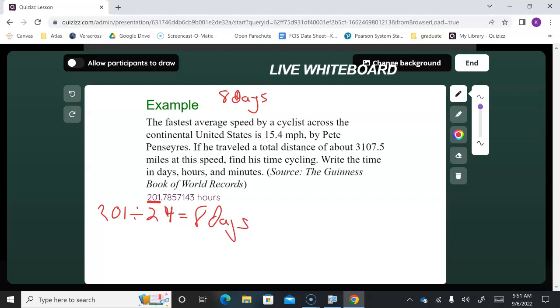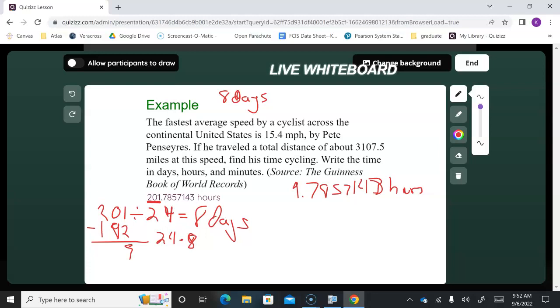Okay? So here's what I want you to do. What is 24 times 8? 192. 201 minus 192. 9. Okay? So after I take this 201 and a bunch of hours, and I take 8 days out of it, I'm left with 9.7857143 hours. Okay? So I have 8 days, and I have 9.7857143 hours.